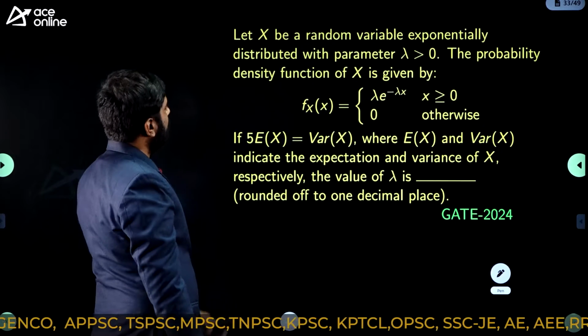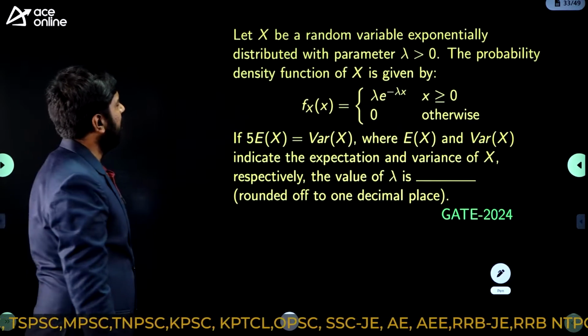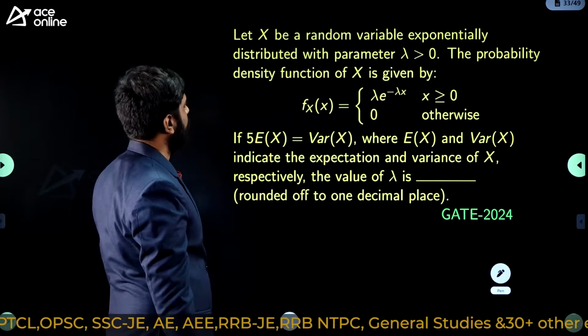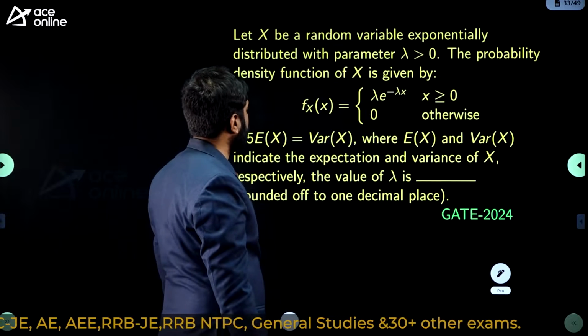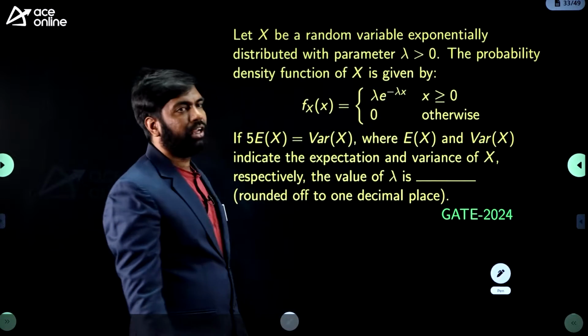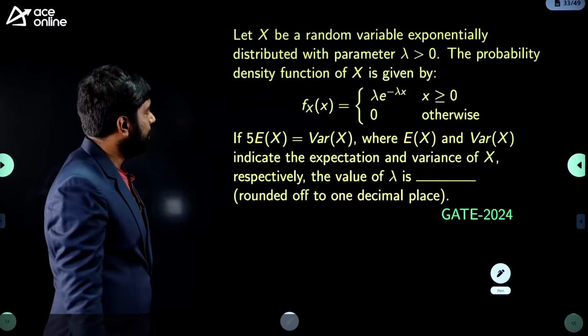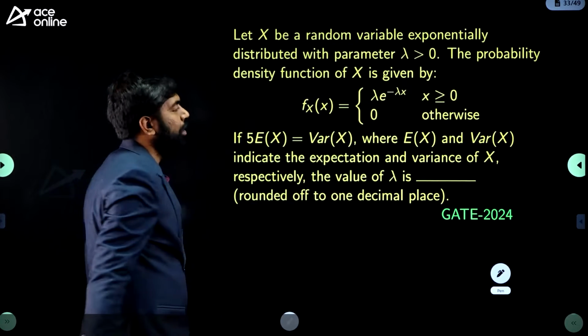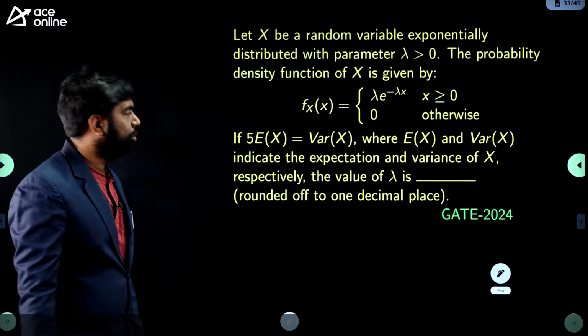So let x be a random variable exponentially distributed with parameter lambda greater than 0. The probability density function of x is given by f of x is lambda e power minus lambda x for x greater than or equal to 0, and it is 0 otherwise. We all know the probability density function of an exponential random variable.